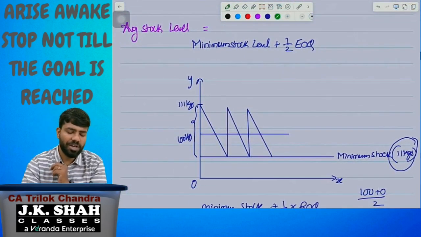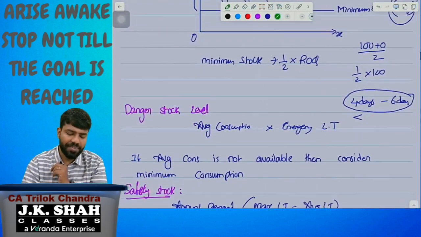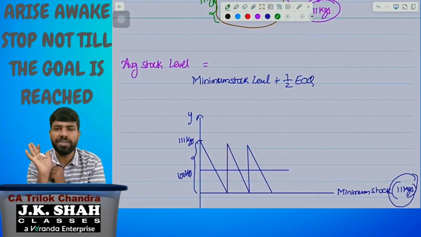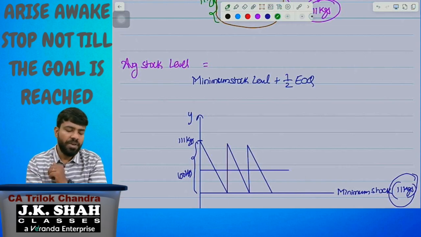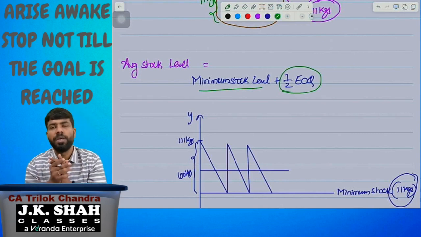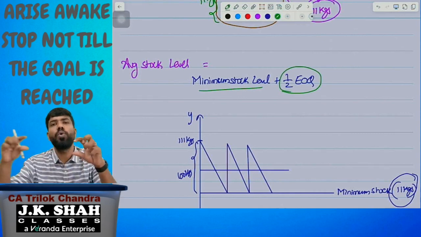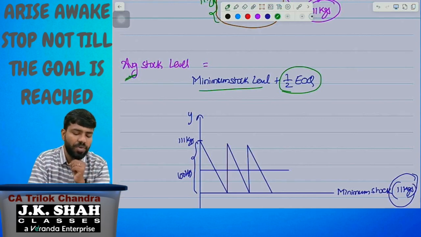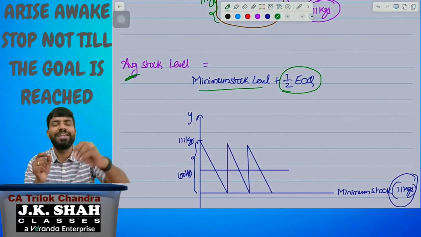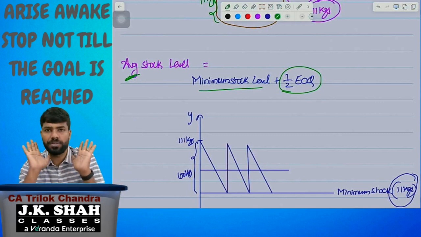Next, average stock level. See here, the second one, no need to explain. That is maximum level plus minimum level divided by 2. I'm just taking the average of the two extremes. The first formula is minimum stock level plus half EOQ. As I told you, that 11 kgs of minimum stock level will be there throughout the period. See, what is average stock? On average, how much stock is lying in the storeroom? On average.